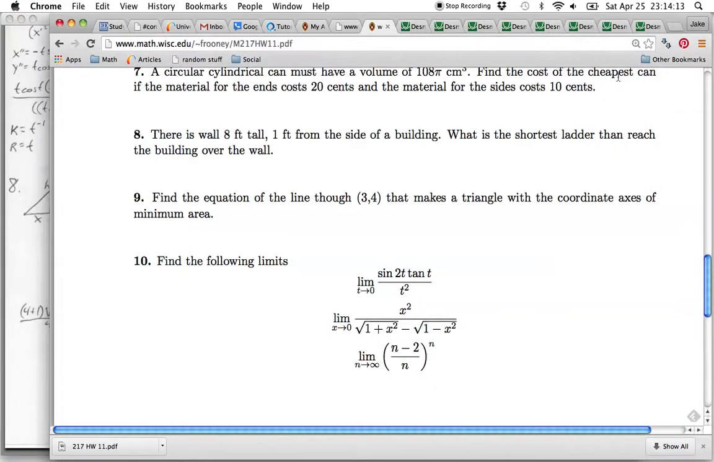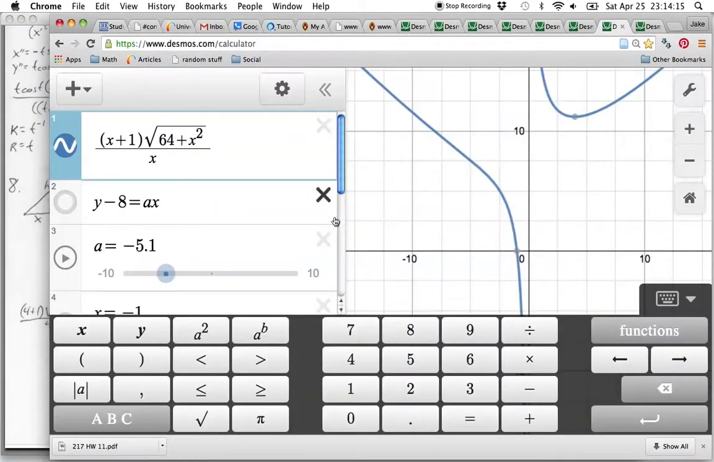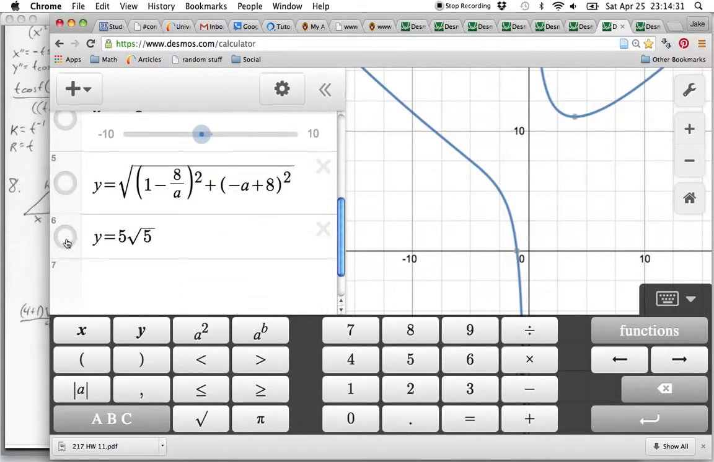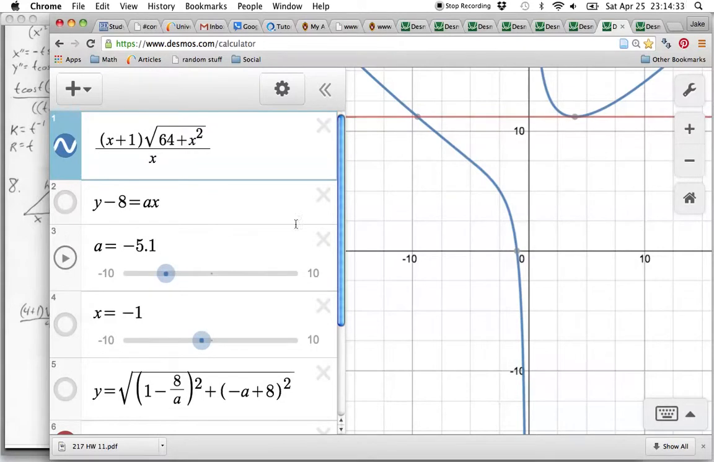Okay, so let's give that a look. So here's my equation. You can see that here I dip down at 4. I get my lowest height available. Hopefully that should be 5 root 5. And we can see 5 root 5 goes right through there.